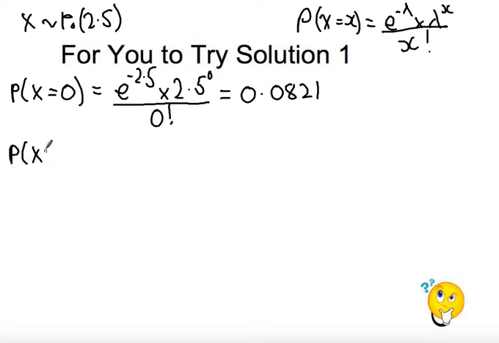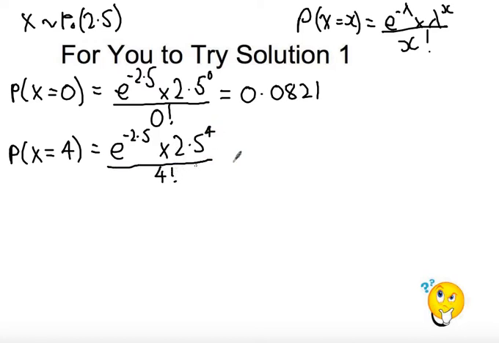Next, probability x was equal to 4. So e to the minus 2.5 times 2.5 to the power of 4. So all that's changed is the power of 2.5 and the factorial underneath, that's the power of 4. If you work through that carefully on your calculator, you should come out with an answer of 0.1336 to 4 decimal places.